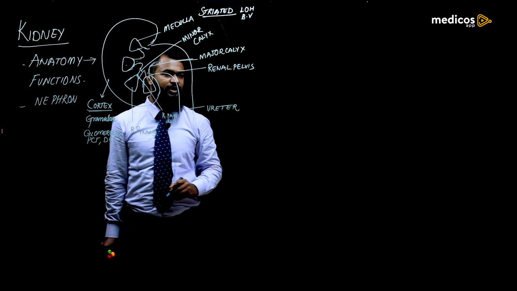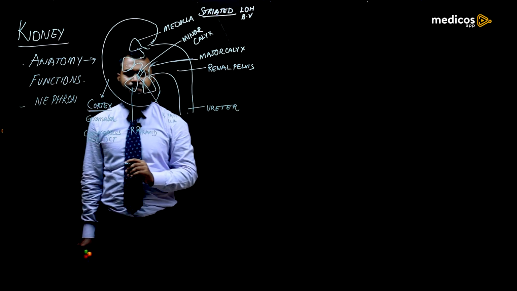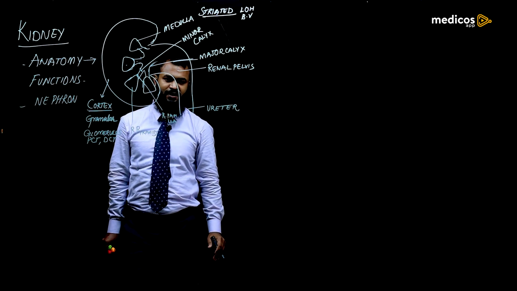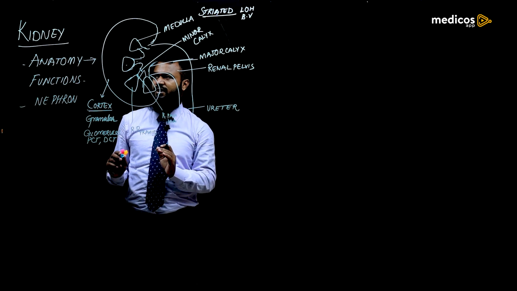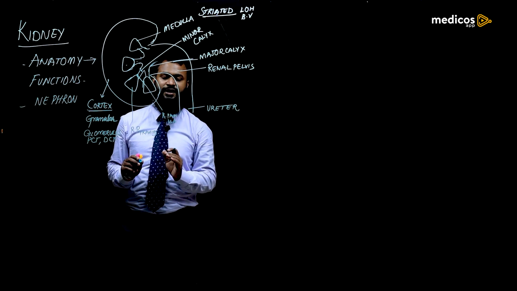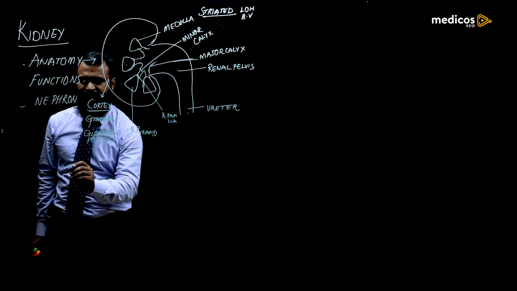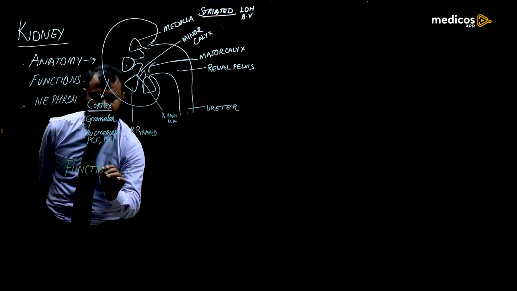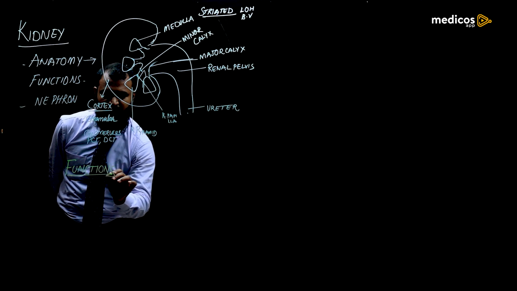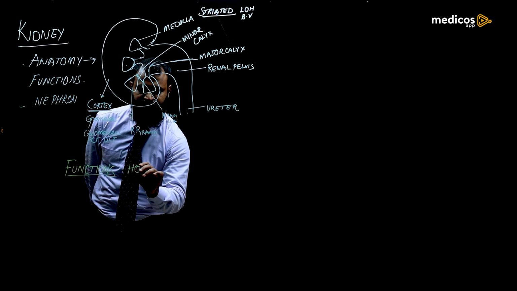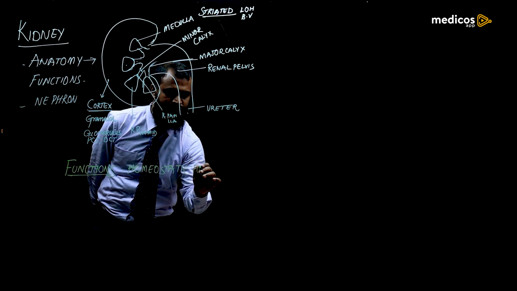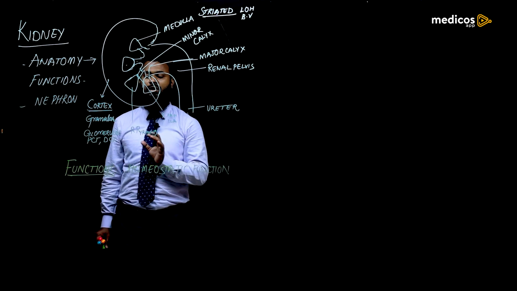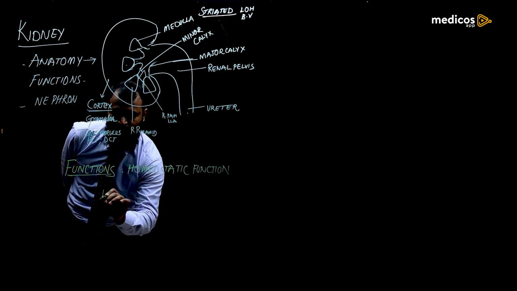And what are the functions of the kidney? In simple words, the kidney plays an important role in homeostasis. The most important aspect of kidney function is homeostatic functions. So what are the homeostatic functions? By a simple mnemonic, you can gather all the kidney functions. The mnemonic is WET BREAD.